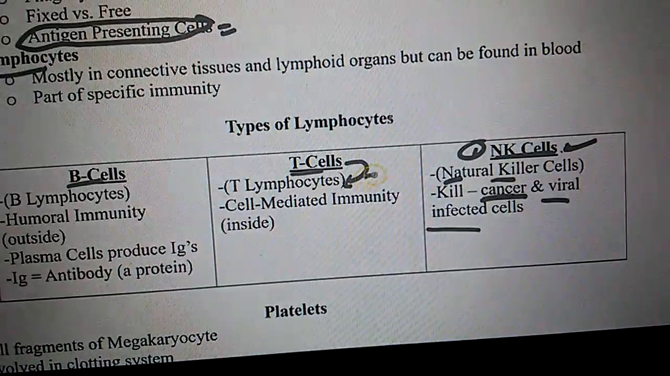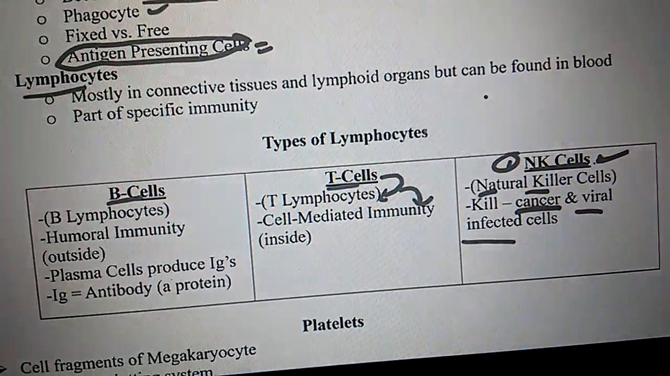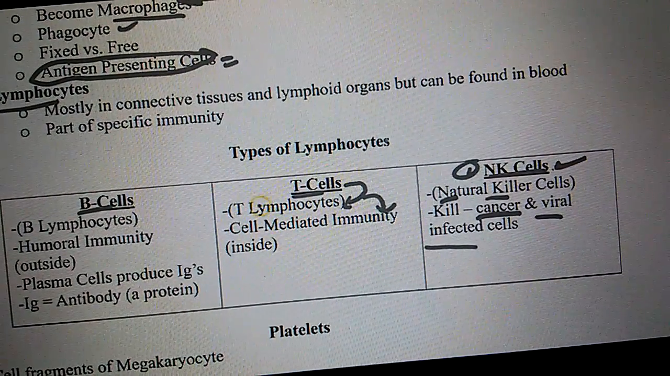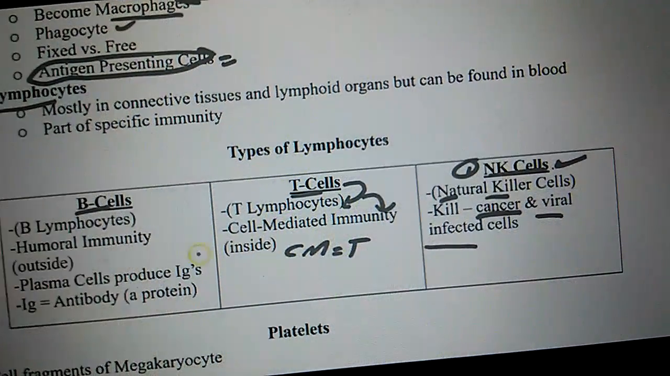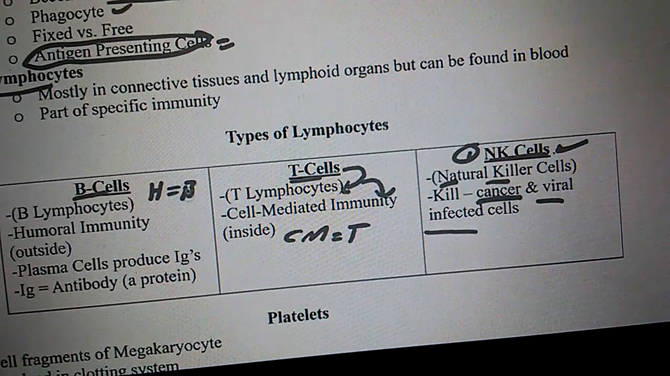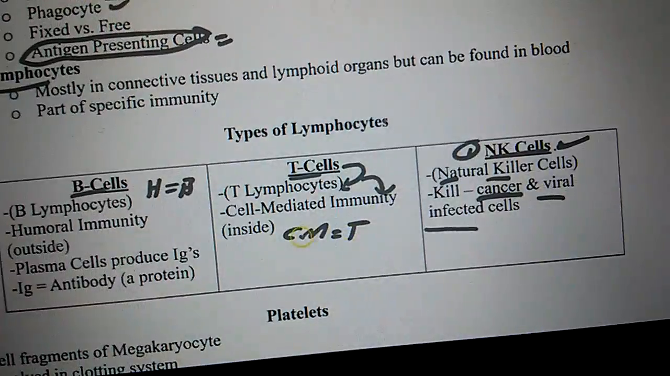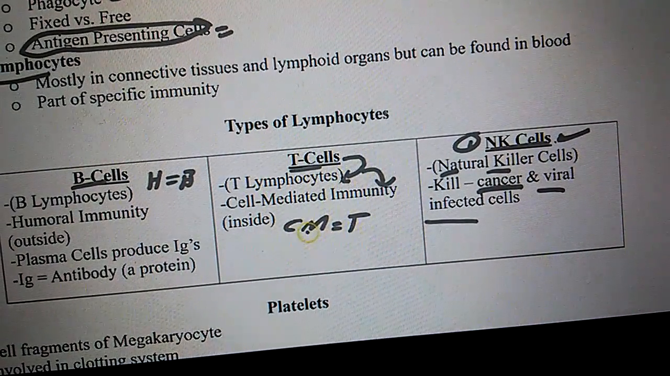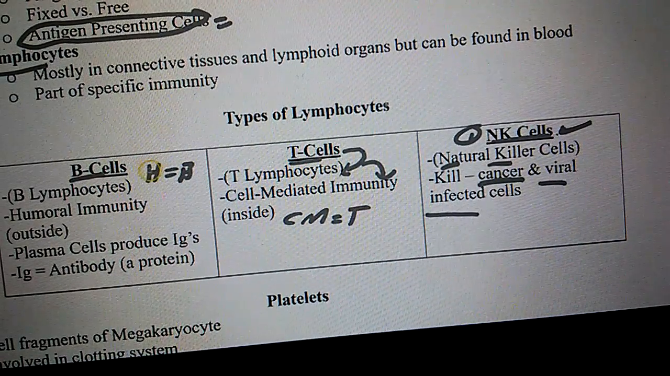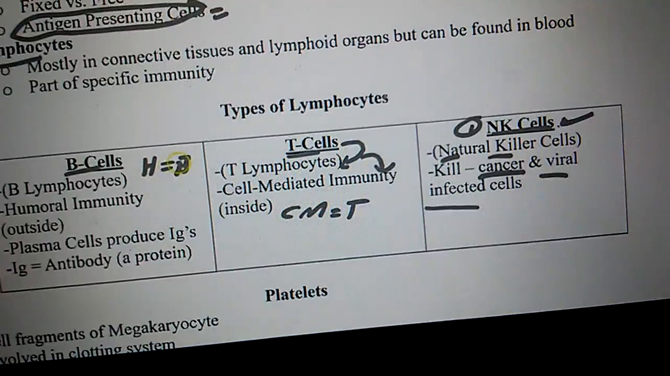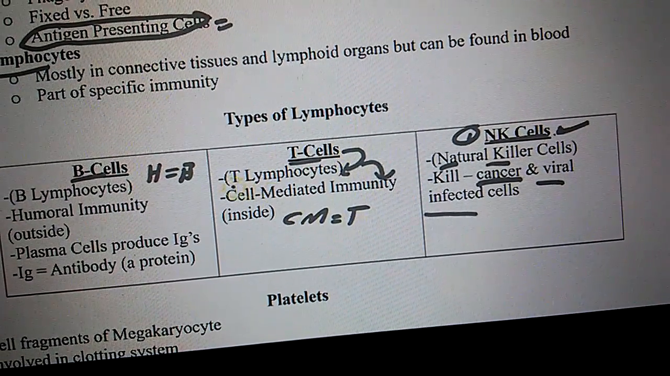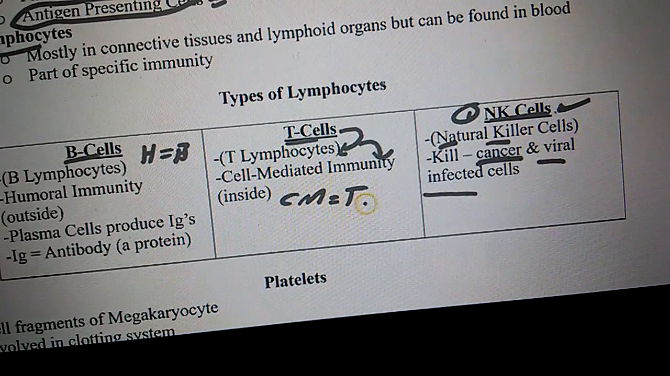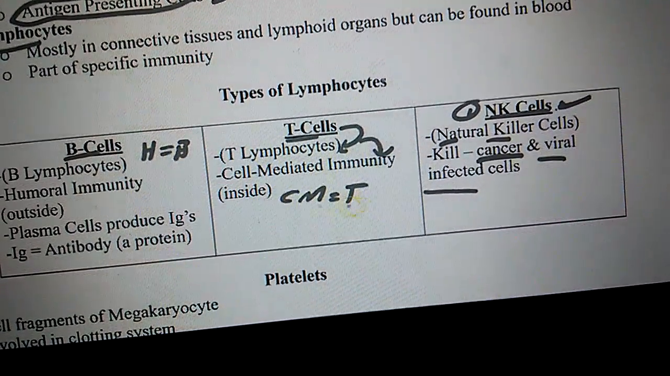T cells are involved in what type of immunity? Cell-mediated. What type of cell is involved in cell-mediated immunity? T cells. So cell-mediated equals T. Humoral equals B. I'm going to say cell-mediated, you say T. If I say H, you say B. Cell-mediated, T. H, B. Cell-mediated, T.